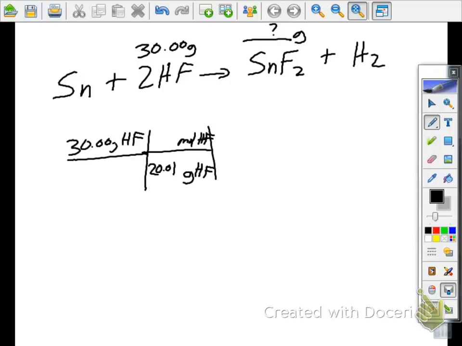Sometimes students like to put 2 up here. It's just a molar mass. It's grams to 1 mole. So again, this 2 is only used one time. It's in the next step.